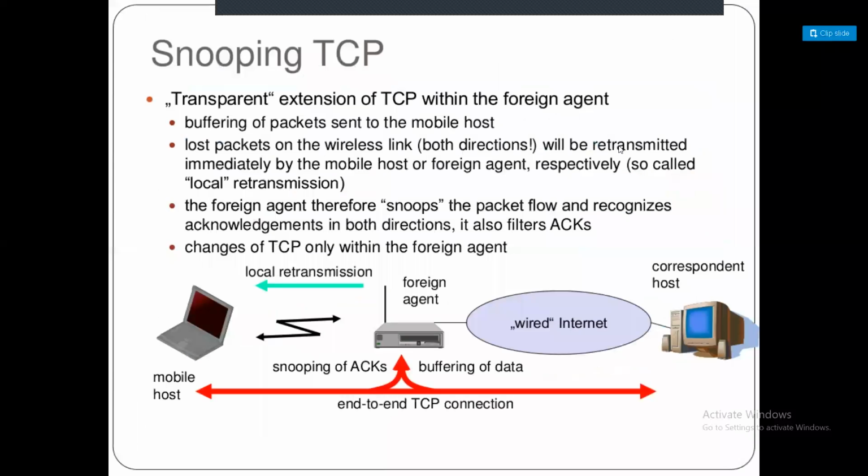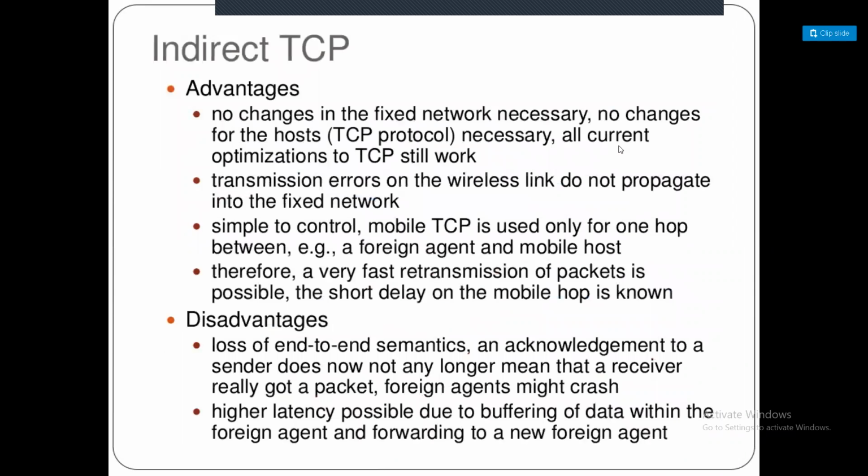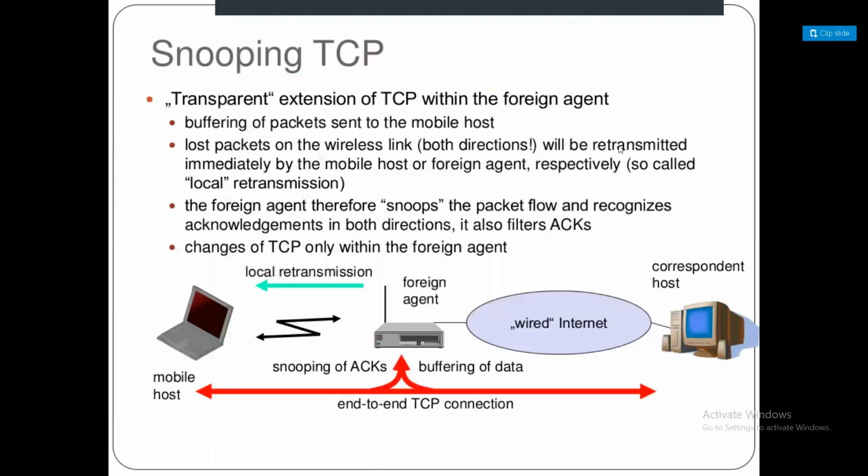In the last class we discussed snooping TCP. Before snooping TCP, we discussed I-TCP. Last class we completed snooping TCP. Indirect TCP and snooping TCP are both classical TCP improvements.